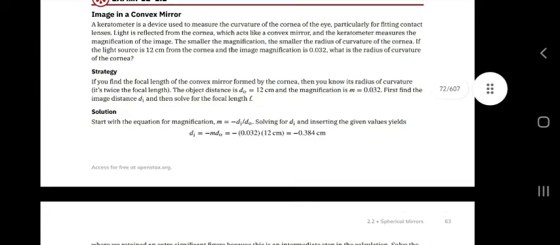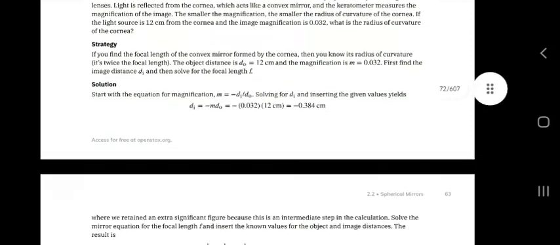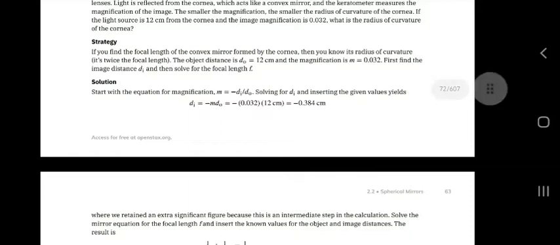So, if you find the focal length of the convex mirror formed by the cornea, then you know its radius of curvature, so it's twice the focal length. So the object distance is equals to 12 cm and the magnification is 0.032. So first find the image distance or DI and then solve for the focal length.